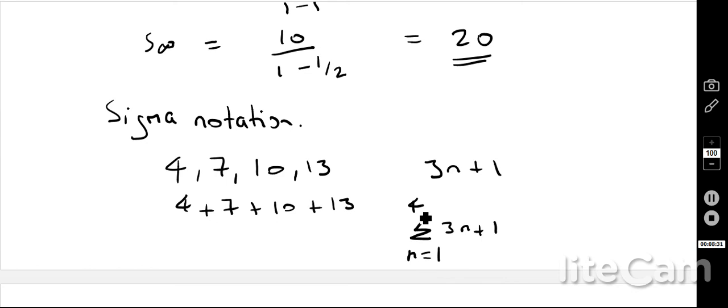So sigma notation is just another way of writing the sum of a sequence, and we can use this notation for either arithmetic or geometric series as well.